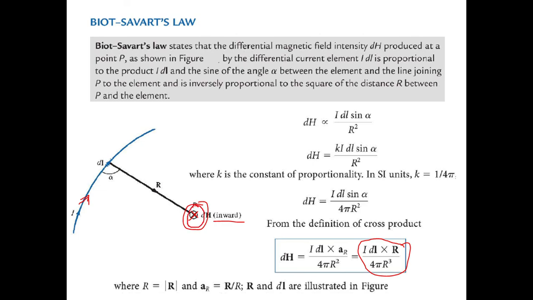The differential magnetic field intensity is directly proportional to the current element I dl into the sine of the angle between the line joining the current element and the point where you are calculating the magnetic field intensity, and the current element. It is inversely proportional to the square of the distance between the element and the point where you are calculating the magnetic field intensity. From that we got this equation. Whatever derivations we did today, we used only this equation, and we calculated what dl is, what I dl is, and what r is. Based on that only we did all the derivations today.